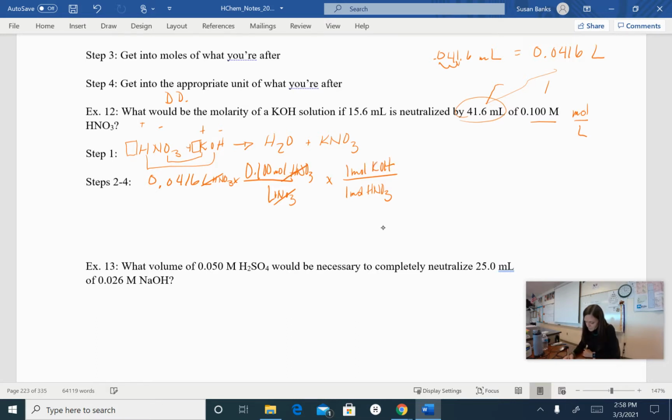So my moles of nitric acid cancel out. I want molarity, which is moles per liter. I have a volume here, but it's in milliliters, so I'm going to do the same trick. I'm going to move the decimal place 3 places to get to my liters. So this would give me 0.0416 liters.